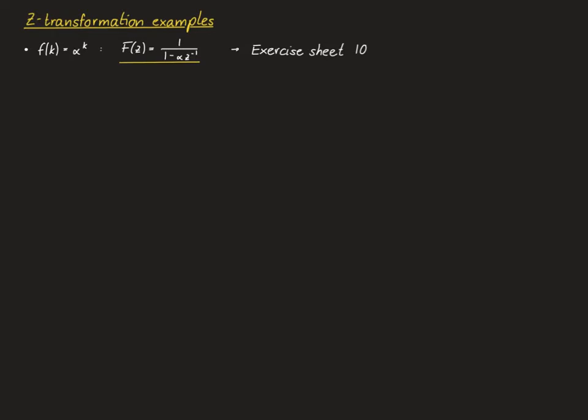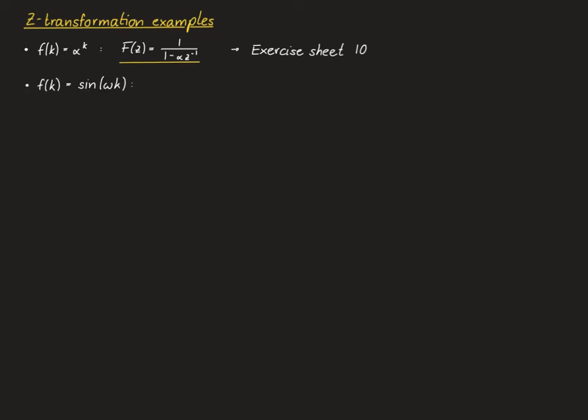Let's also look at two slightly more difficult examples for the Z-transformation. In the first one, f of k is given as alpha to the power k, where alpha is any complex value. In this case, the Z-transform of f of k is given by 1 over 1 minus alpha times z to the minus 1. And the derivation of this result will be an exercise on the next sheet, number 10.